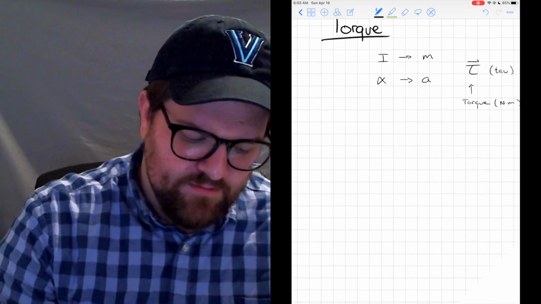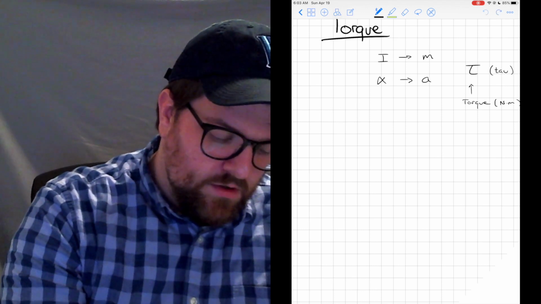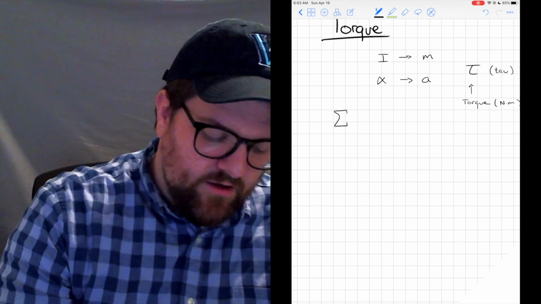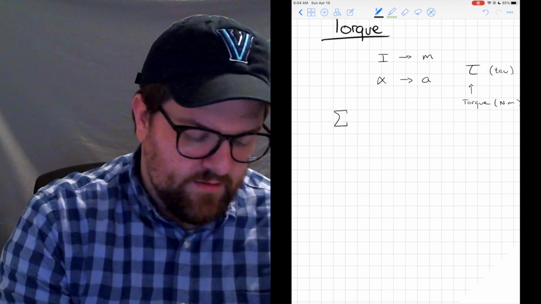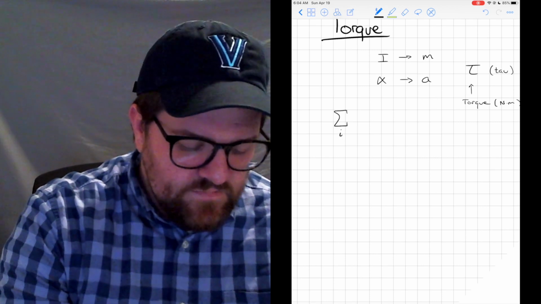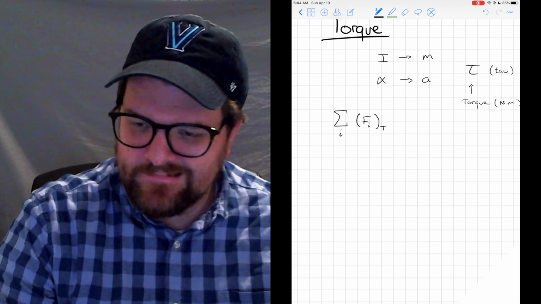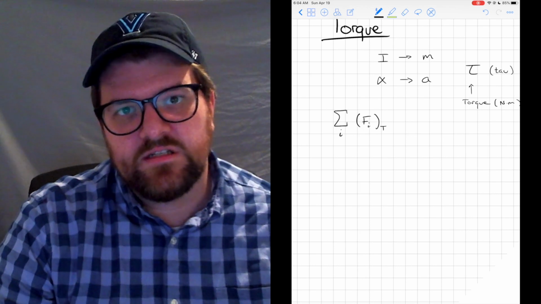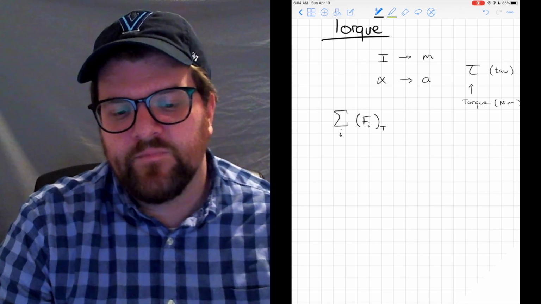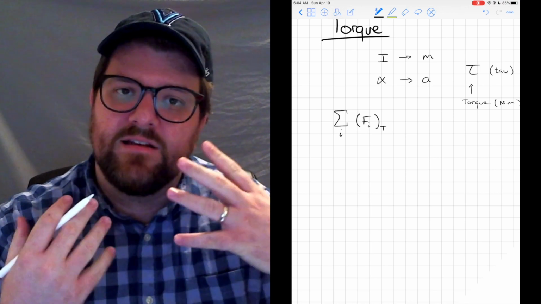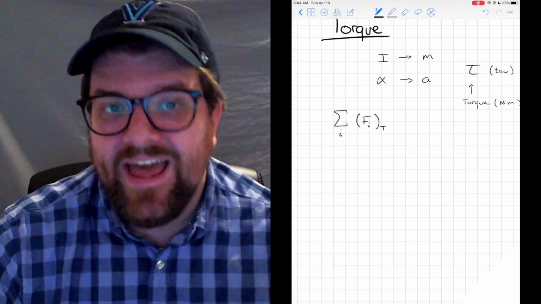But I want to start to build this up. I want to talk about the sum of the forces on a rigid body. And those forces right now are going to be tangential forces, linear forces. They're not going to be radial forces. They're not providing centripetal acceleration. They're going to cause some angular acceleration.